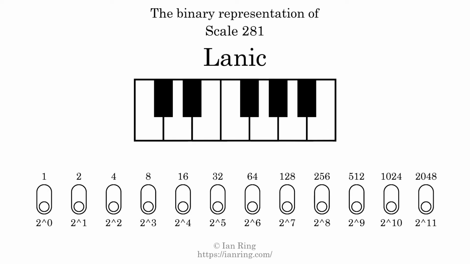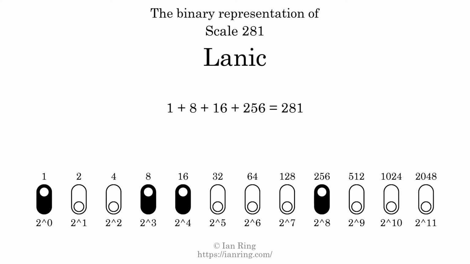The binary representation of this scale is determined by mapping tones of the scale to binary digits. Each binary digit represents a power of 2. To get the scale number, we add the powers of 2 together. The powers of 2 that are present in the scale, all added together, equals 281. That is why the scale number, in decimal, is 281.